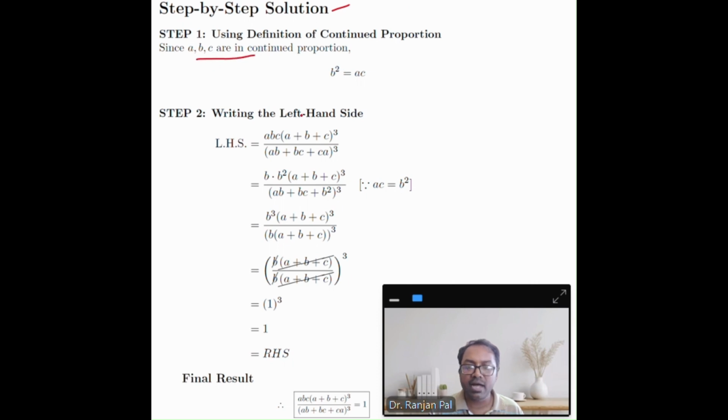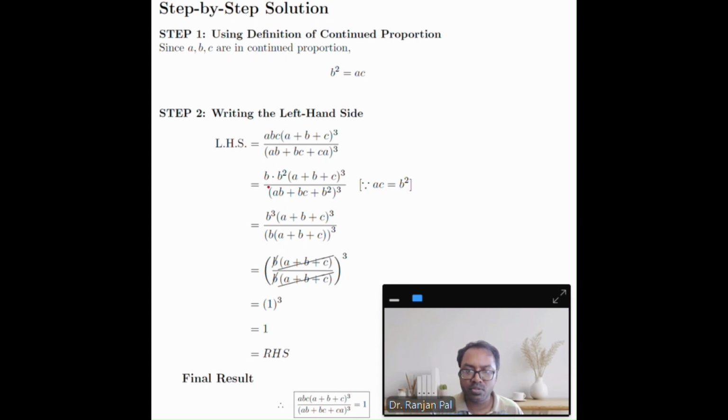Since A, B and C are in continued proportion, we can write that B square is equal to AC. Now write the part to be proved as the LHS. Here, wherever you observe AC, replace it with B square. So in the numerator, you get to see AC. We replace that with B square. Also, you have CA, which is nothing but again AC, and even that can be replaced by B square.